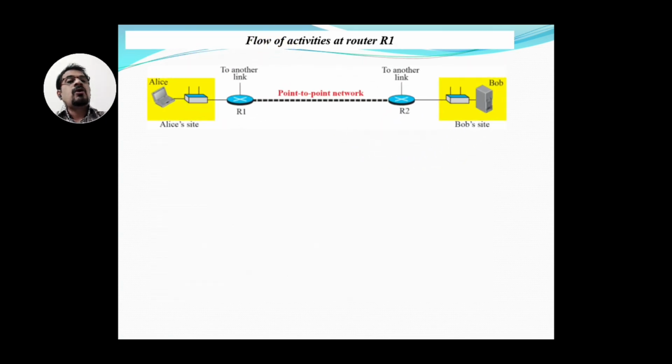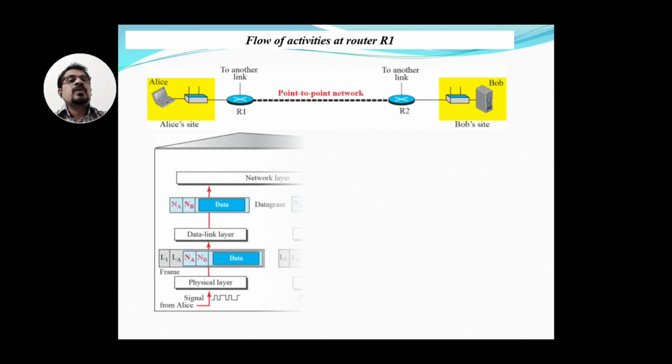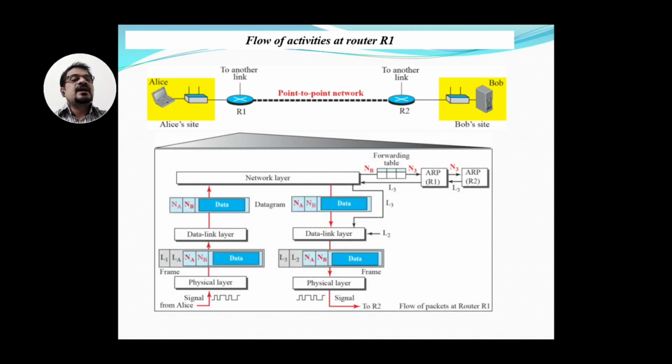Now the flow of activities at router R1. How does it happen in R1? When the packet is sent, it will reach the network layer.